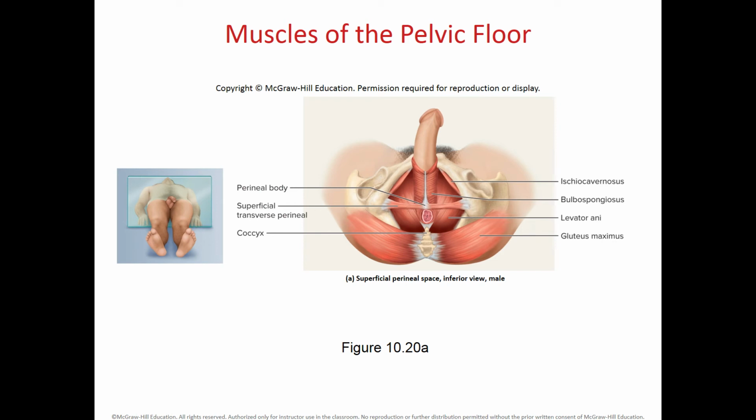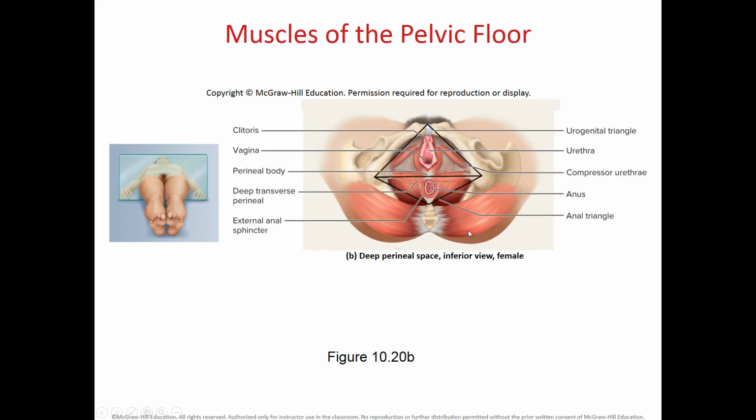And then we have the muscles of the pelvic floor in the males that consist of this superficial transverse perineal that goes from the ischial spine to this perineal body. And then here we have the bulbospongiosus and the ischiocavernosus. And then here we have the levator ani and the gluteus maximus in here.